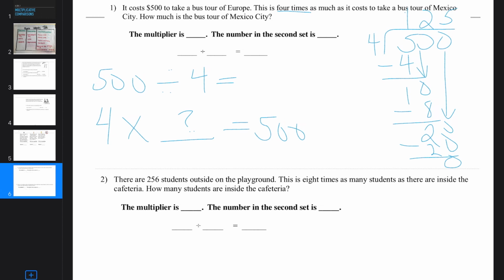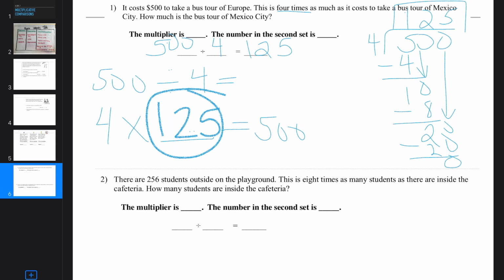So I know that the bus tour for Mexico City is going to cost $125. I did this by dividing 500 into 4 equal groups, and I got 125. Or 4 times, I can now erase that question mark. 4 times 125 equals 500.